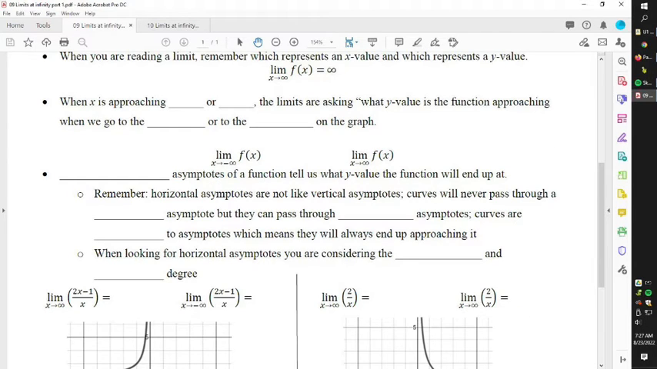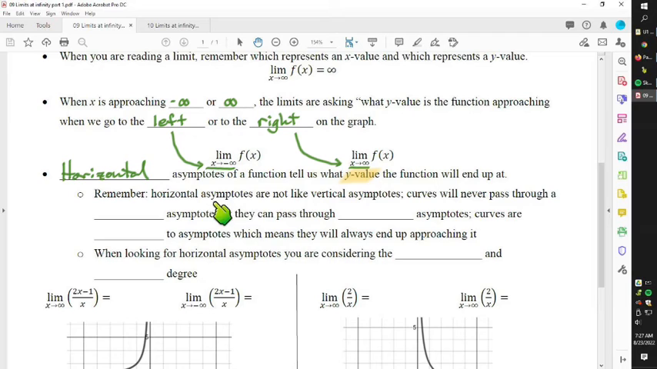All right, let's fill in these words right here. When approaching negative infinity or positive infinity, the limits are asking what y value is the function approaching when we go to the left or to the right on the graph. Okay, and this one right here is the left side of the graph, and this one right here is the right side of the graph. Okay, horizontal asymptotes of a function tell us what y value the function will end up at.